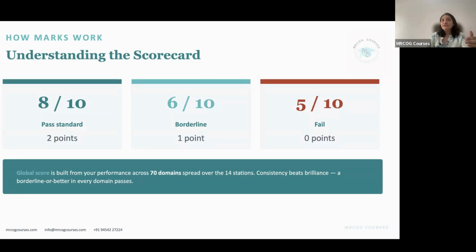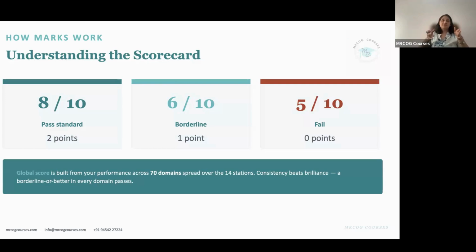Now, if there are 5 domains in any particular task, 10 is the total. So you pass if you got 8 marks out of 10. If you have gained 6 marks out of 10, you are borderline. If you gain 5 out of 10, you fail. So this is how you will first be scored for the domains, and then all will be added up to give you a station mark.